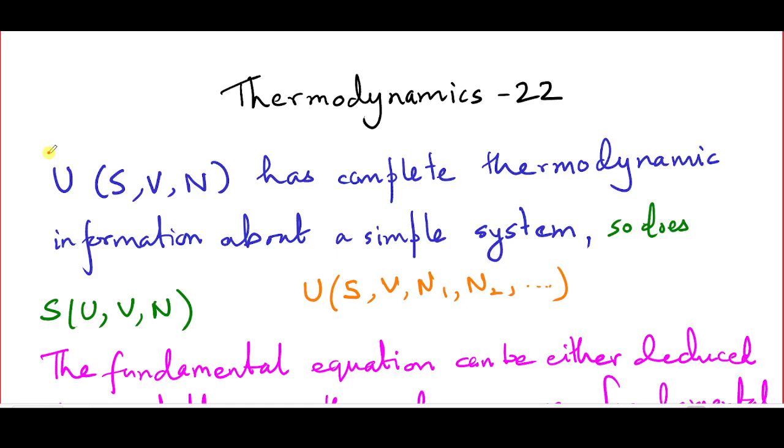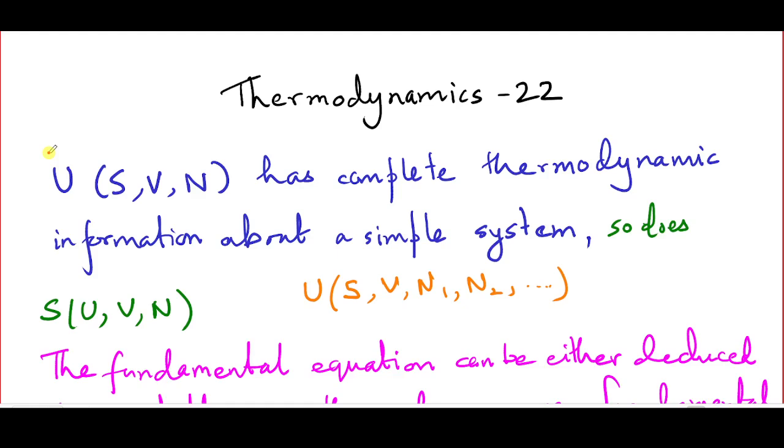We begin with a statement which should be very familiar to all of you by now. The internal energy, expressed as a function of entropy, volume, and number of moles of particles, has complete thermodynamic information about a simple hydrostatic system. We can turn this around and say that the entropy expressed as a function of U, V, and N also has complete thermodynamic information.